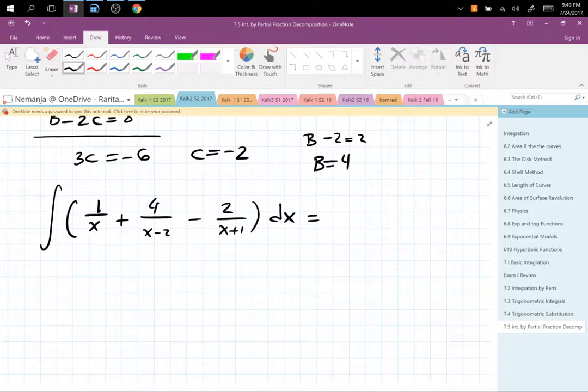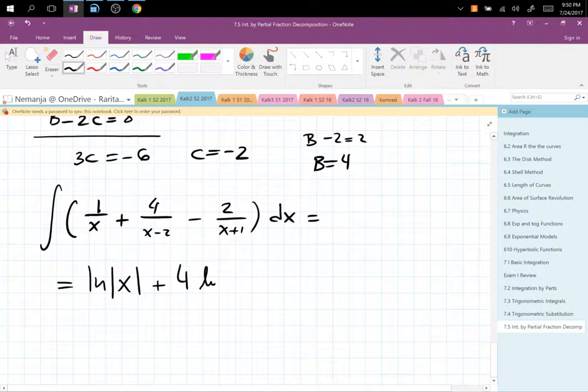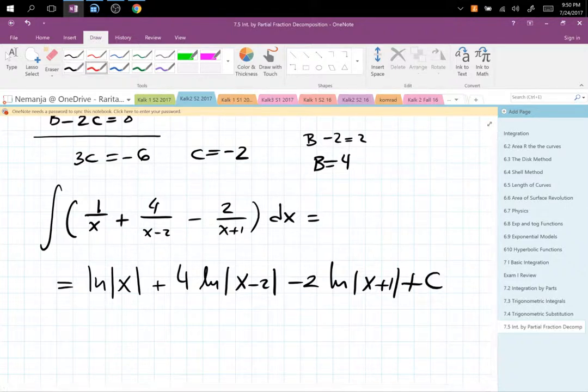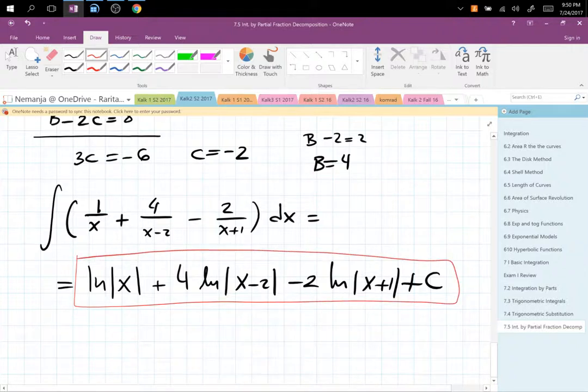Okay. So now I have the integral of 1 over x is ln absolute x. And then plus 4 ln of x minus 2, and then minus 2 ln of x plus 1, plus c. Welcome to partial fraction decomposition.